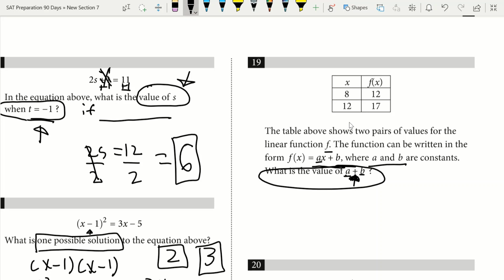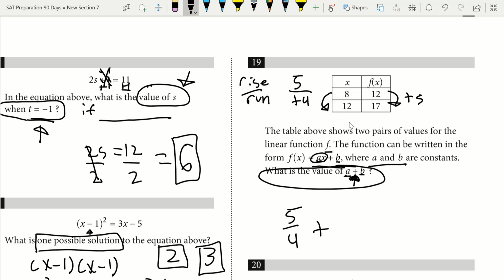Okay, keep in mind a is going to be my slope, b is going to be my y-intercept here. Well, I see my slope is going to be my rise over run. We know rise over run is our slope. Okay, we see our run here is from 8 to 12, so that's a positive 4. And we see that we rise from 12 to 17, so that's a positive 5. So our slope then is going to be 5 over 4. So that tells me the value of a, right, because in ax, my slope is a, and that's 5/4. So a will be 5/4.